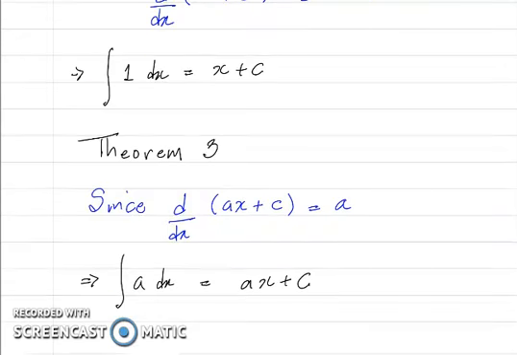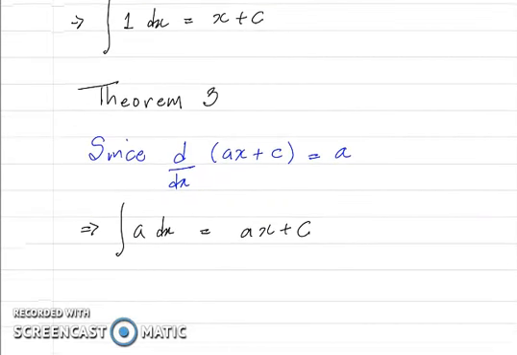Theorem 3 says if we differentiate ax plus c, we're going to get a. If you differentiate ax, you get a, and if you differentiate c, which is a constant, you get 0. So if we integrate a, which is a constant, with respect to x, we're going to get ax plus c, because integration is reversing differentiation.